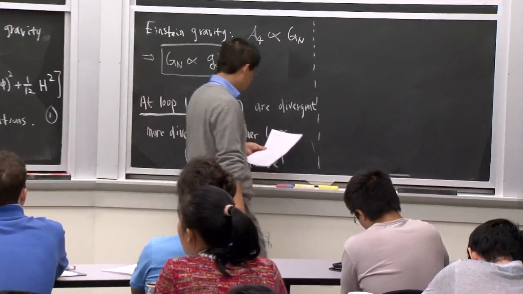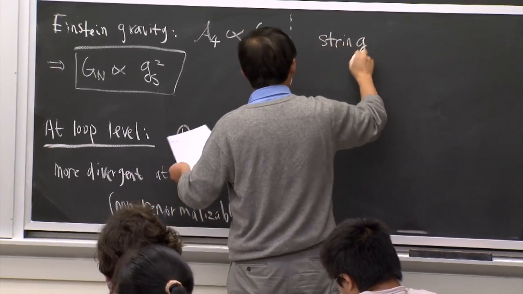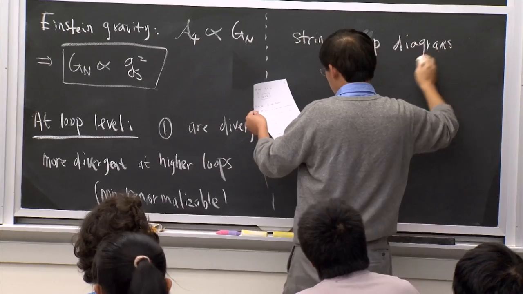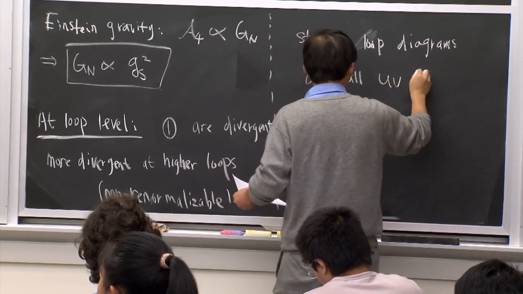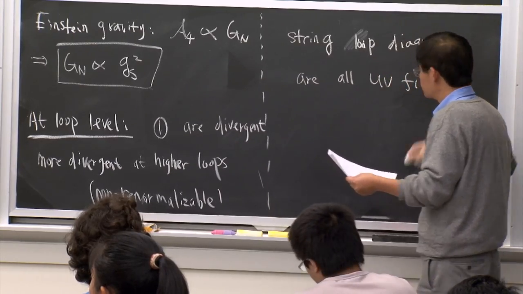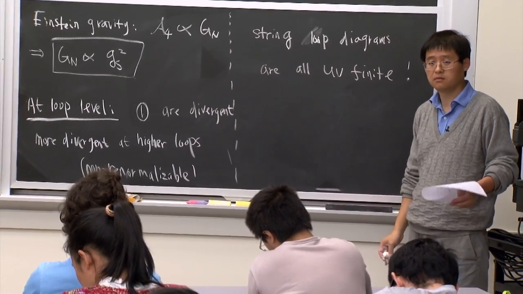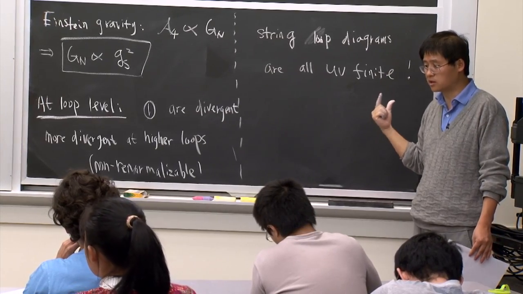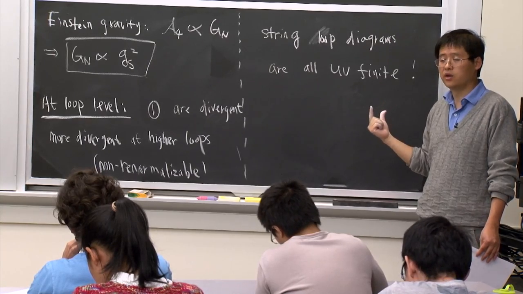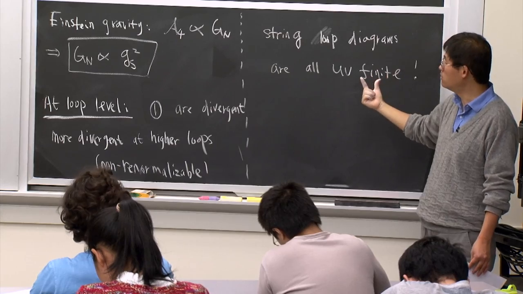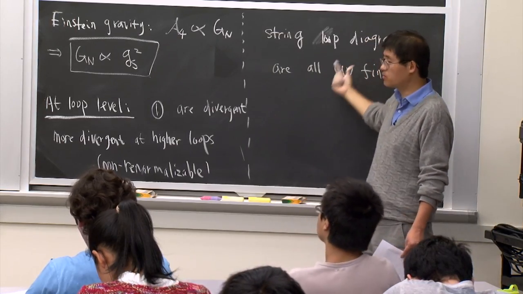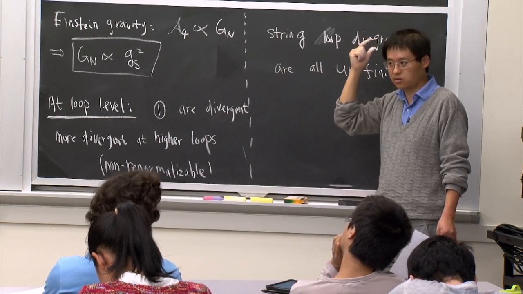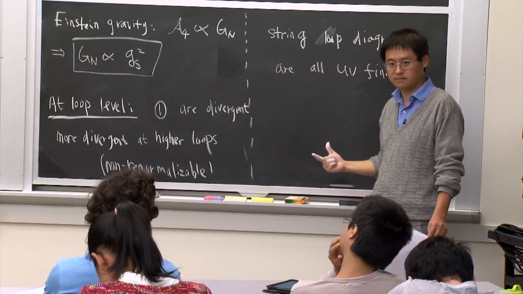So you find that if you do a similar loop calculation in string theory, the string loop diagrams magically are all UV finite. Okay? All UV finite. There are no such divergences. So this was the first hint of string theory as a consistent theory of gravity, because at least at the perturbative level, you can really quantize massive spin 2 particles and calculate their physics in a self-consistent way. Okay?